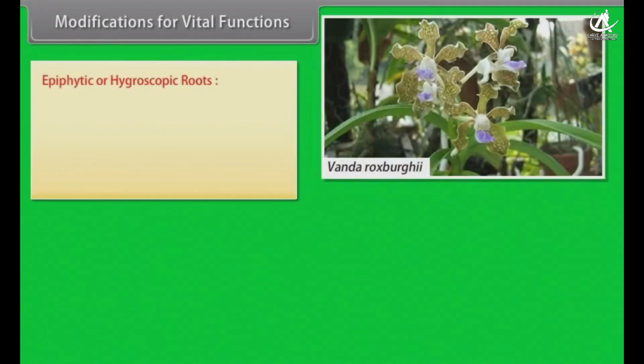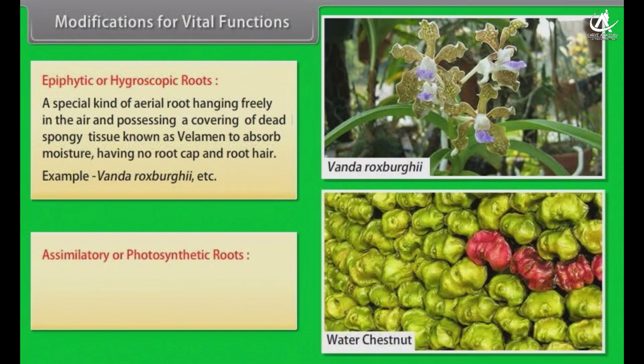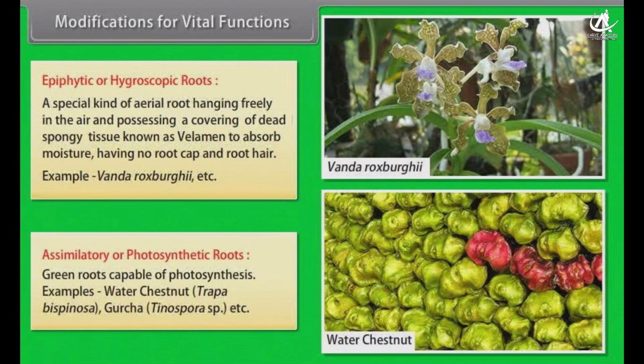Modifications for vital functions. Epiphytic or hygroscopic roots: a special kind of aerial root hanging freely in the air and possessing a covering of dead spongy tissue known as velamen to absorb moisture, having no root cap and root hair. Example, Vanda roxburghii, etc. Assimilatory or photosynthetic roots: green roots capable of photosynthesis. Example, water chestnut, etc.